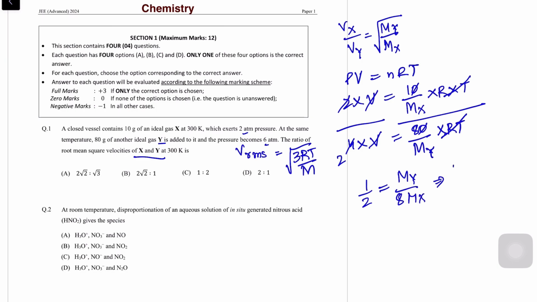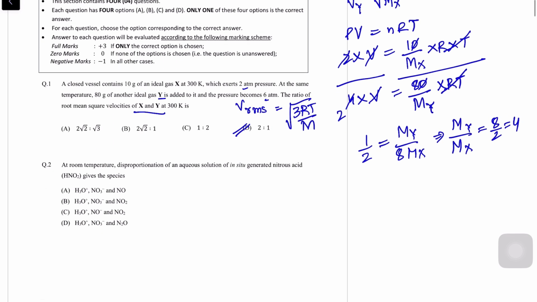So basically the ratio of the molar masses of Y and X is 8 by 2, which is 4. When we plug in this value, under root 4 we get 2. So the correct answer is 2:1, that is option D.